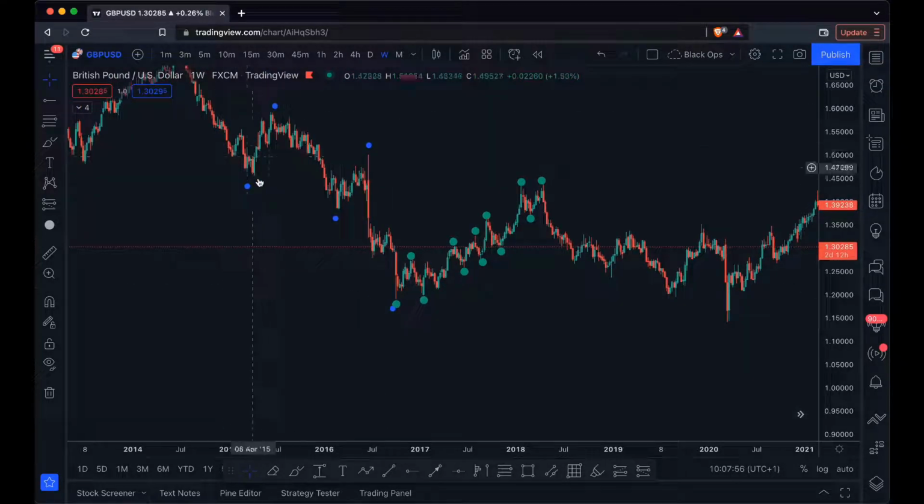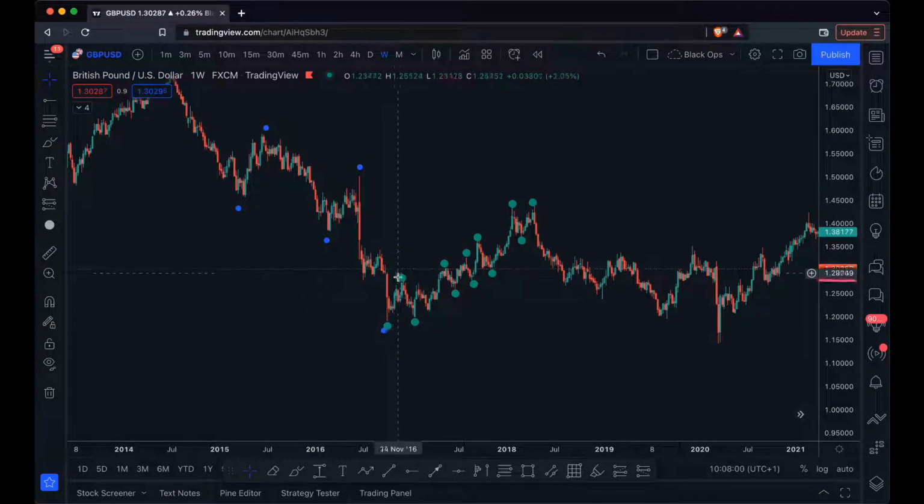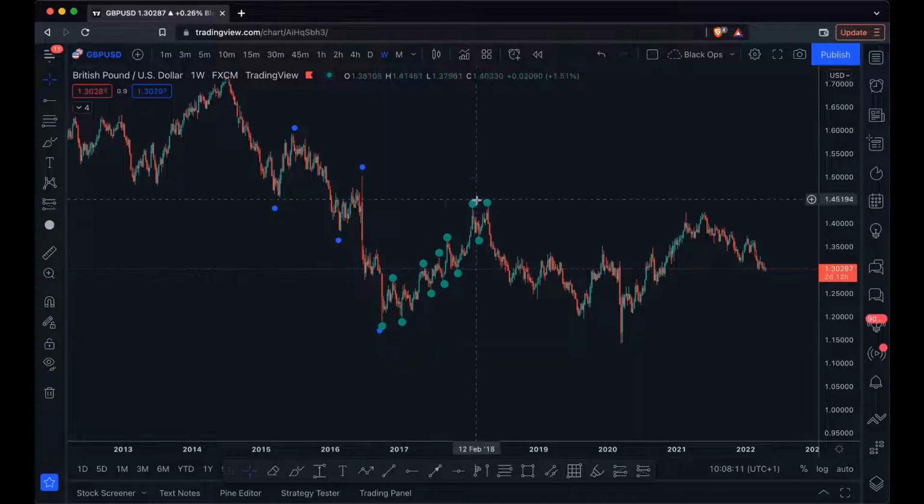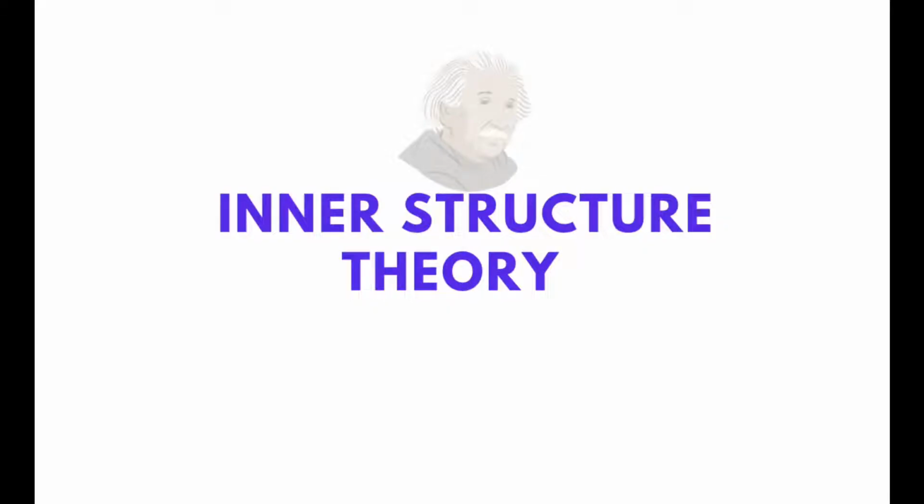So in this example, we have downside outer structure. Then the inner structure starts to move upside. As we can see, it's a lot more slow and a lot more correctional than this impulsive move to the downside. And then what do we have? Price ends up pulling to the downside, and then we get the lower low that we were looking for. Now that we've seen a live example, let's take a look at some theory.